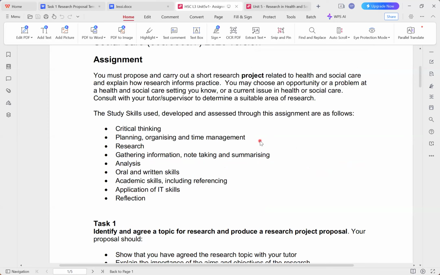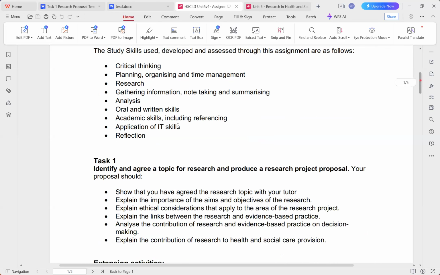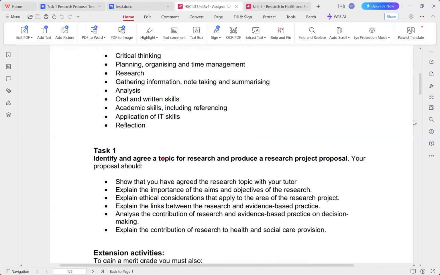So we would want you to give us a minimum of around 8 to 10 references here. So previously, any questions that you have regarding this, please let me know. Otherwise, you have the videos available. So here we are agreeing to a topic. This is your task 1, to produce a research project. You have agreed the research topic with your tutor.